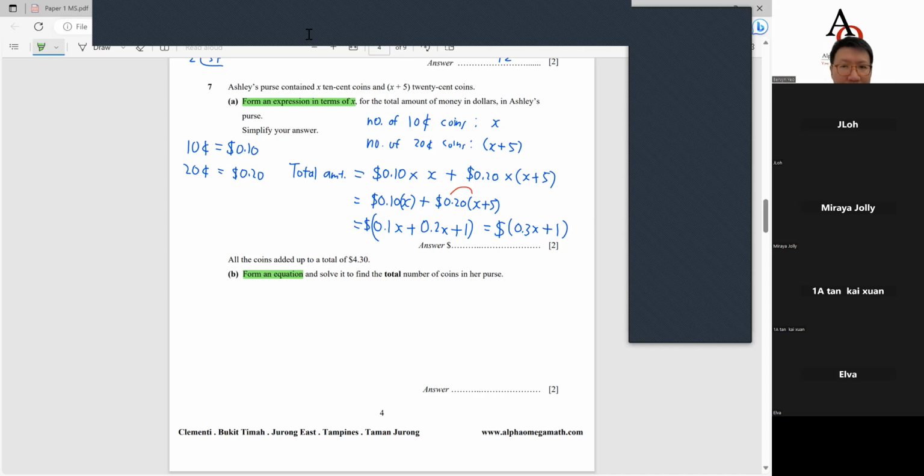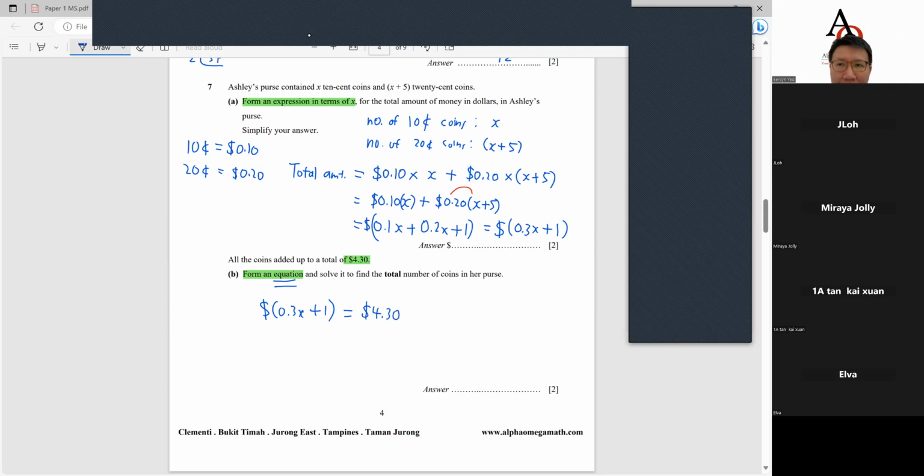So form an equation, that means there will be an equal sign somewhere, right? Something will be equal to something. That's the meaning of equation. In this case, in part A, you already found the total amount of money in the purse, which is 0.3x plus 1. And the question has told you that the total amount of money is $4.30, which means that here will be $4.30. Make sense to you?